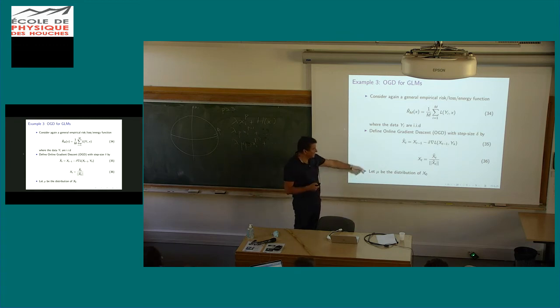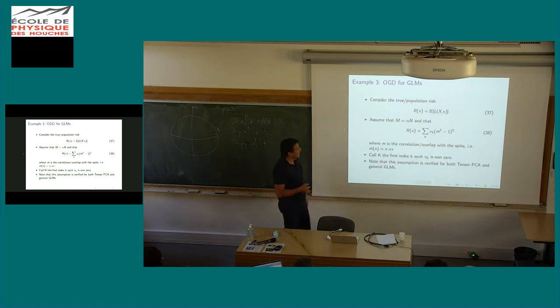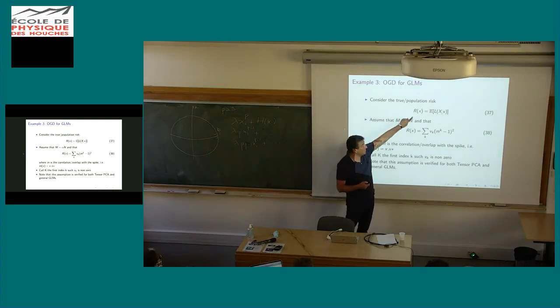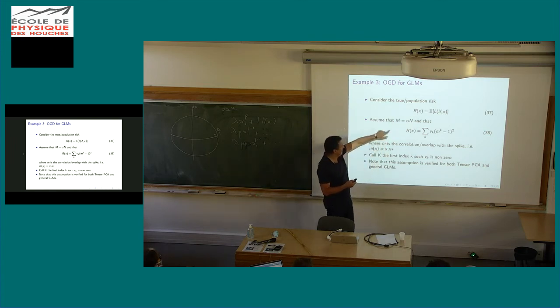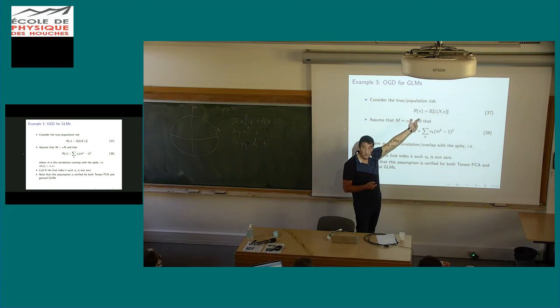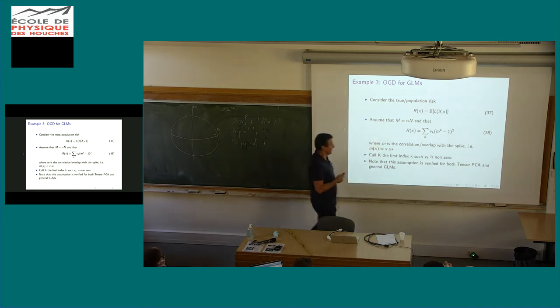So that's the initialization, that's the algorithm. Okay, so here is something. You take the true population risk, the one that you would want to minimize, and you assume that m equals alpha n. It's not hard to see in general, for instance for Gaussian things, that you expand it like this, a little bit like what Florent was doing. These v_k depend on the whole thing.